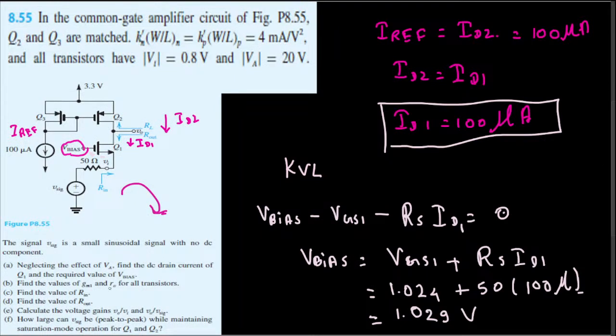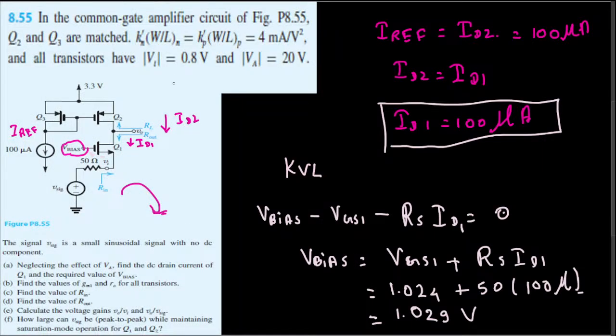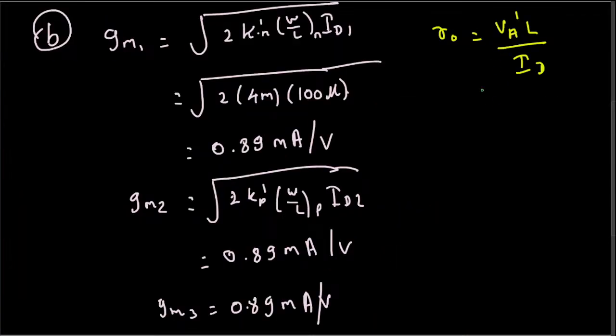Now the next thing is they're asking us to find the output resistance ro. RO is nothing but the early voltage VA prime times the length divided by the ID current. Now here, if you notice, we have VA, we don't have VA prime, we don't have the length provided, and ID current is known, that is 100 microampere. But you have to know that VA is nothing but VA prime times L. So instead of VA prime L, we can replace it. We can also write this as ro is equal to VA divided by ID.